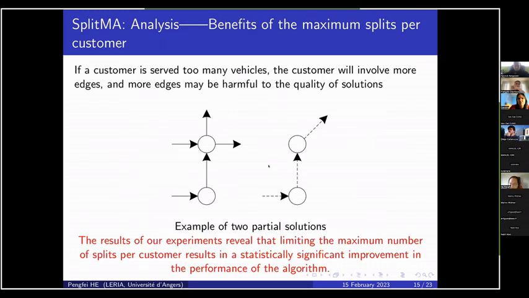Additionally, we also carried out experiments to investigate the benefits of the maximum split per customer. Imagine that in the SDVRP, if a customer is served by too many vehicles, it means that in this solution, this customer will link too many edges, which may be harmful to the quality of solutions. So in our algorithm, we try to limit the maximum splits per customer. After adding this constraint, the performance of our algorithm is improved significantly.